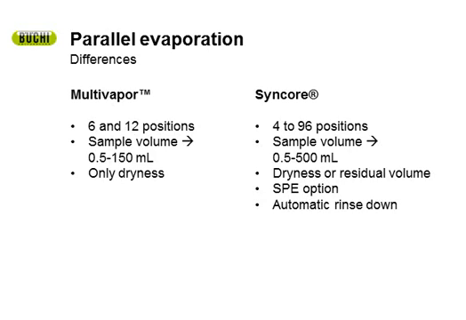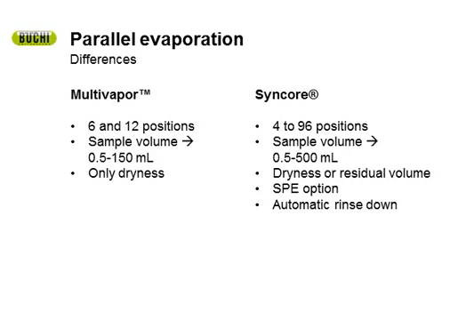It's meant to go to dryness. Whereas with the Syncor, you can actually go to dryness, or you could go to a residual volume. You can actually concentrate to a set volume, and we'll get into that next. Another unique thing with the Syncor is that you can do solid phase extraction on top of the Syncor, so you don't have to worry about sample transfer. You do your extraction, extract the sample into the vessels, and then concentrate it down.